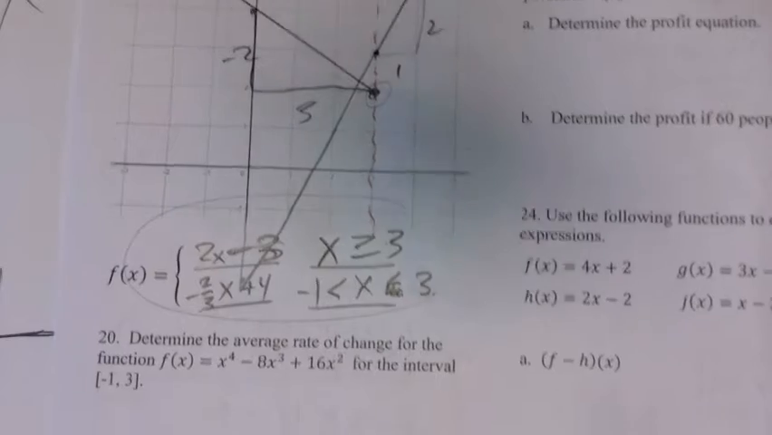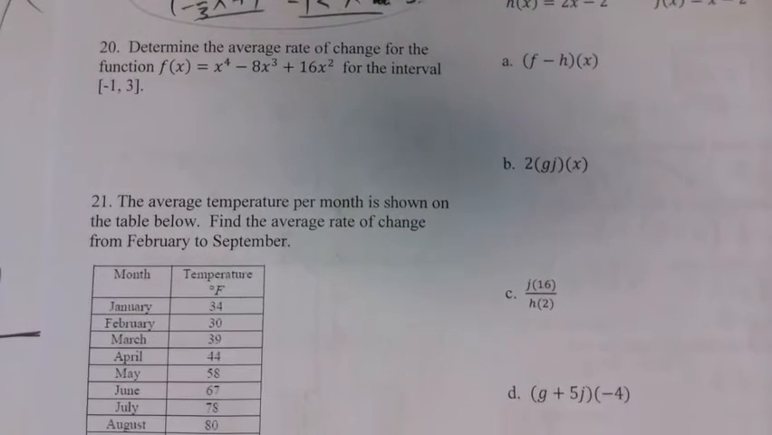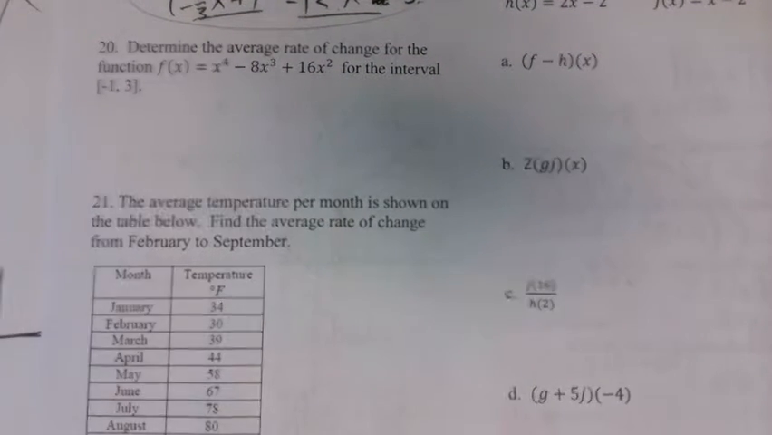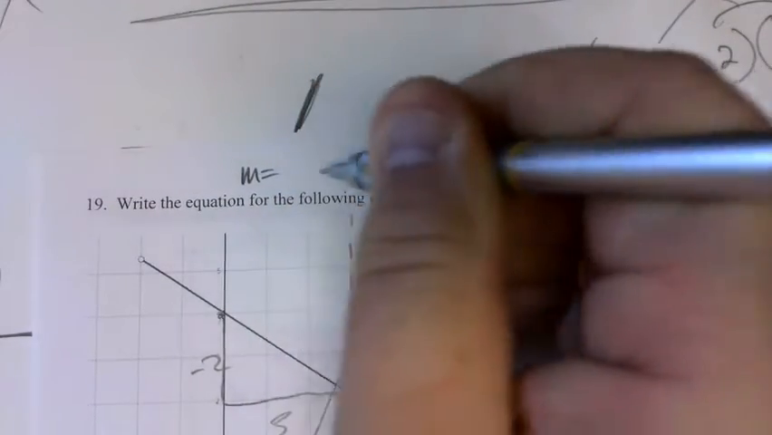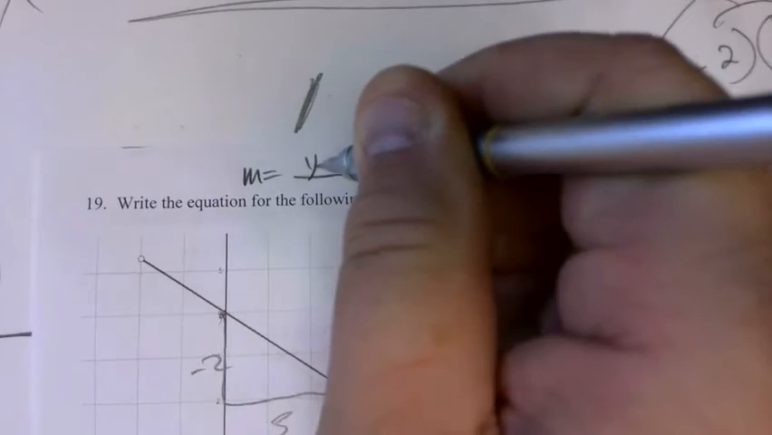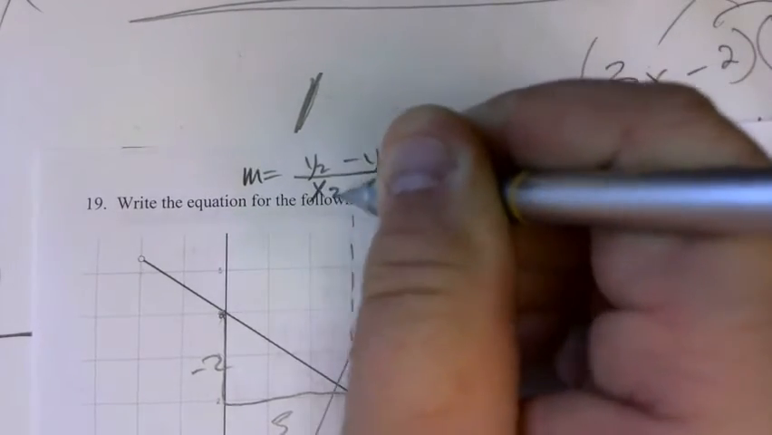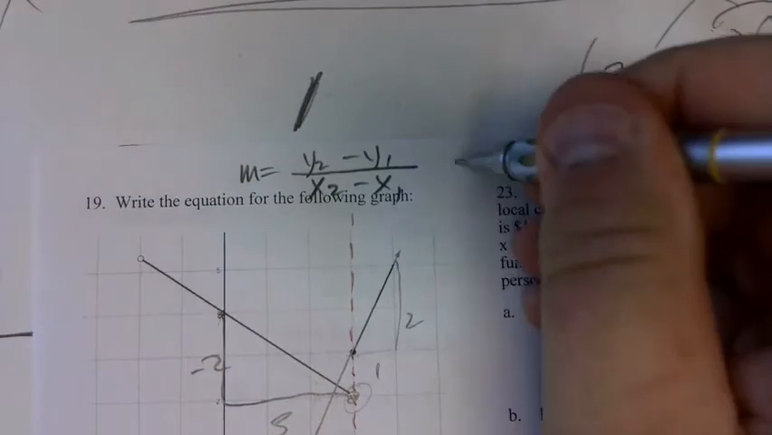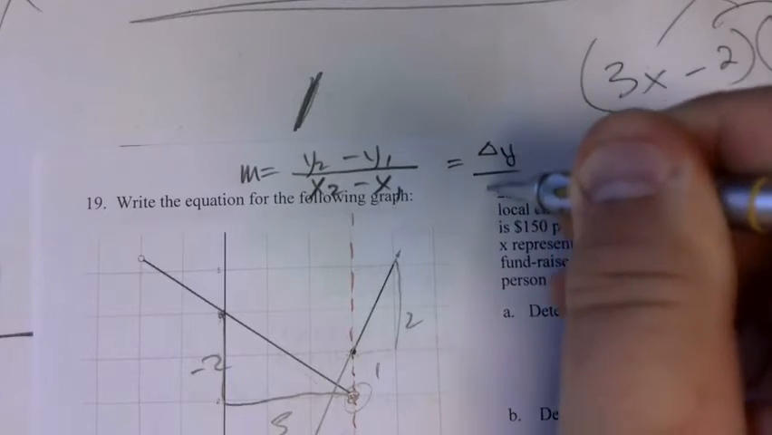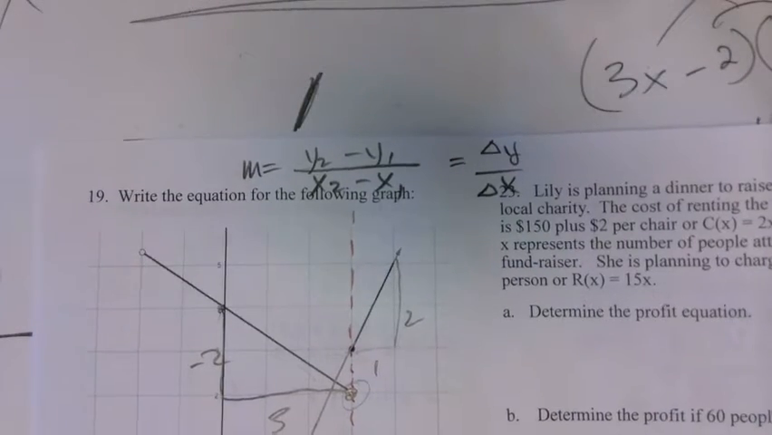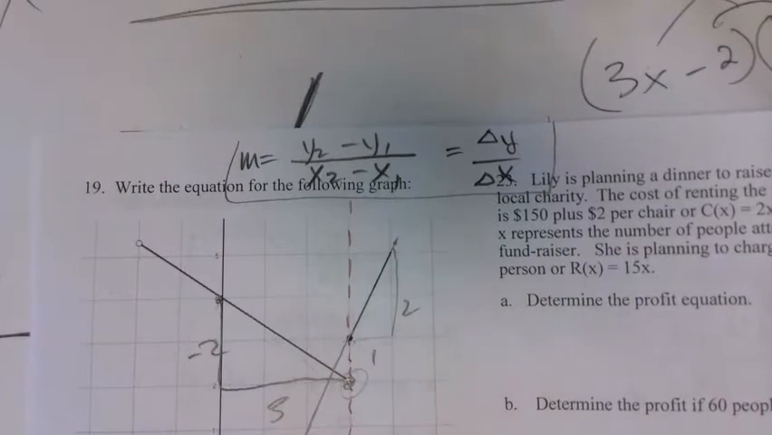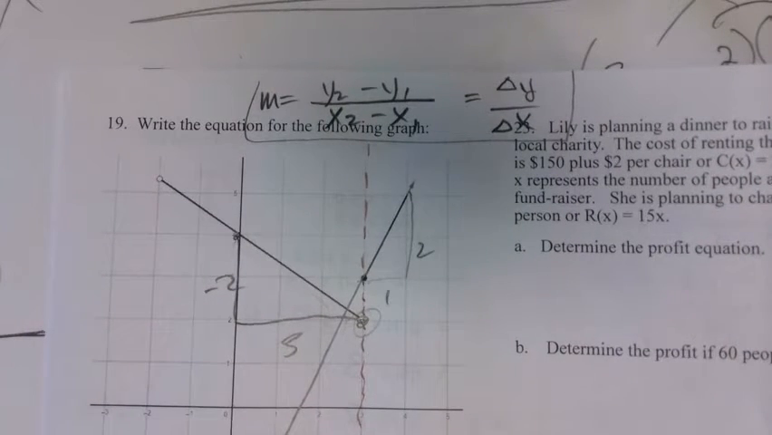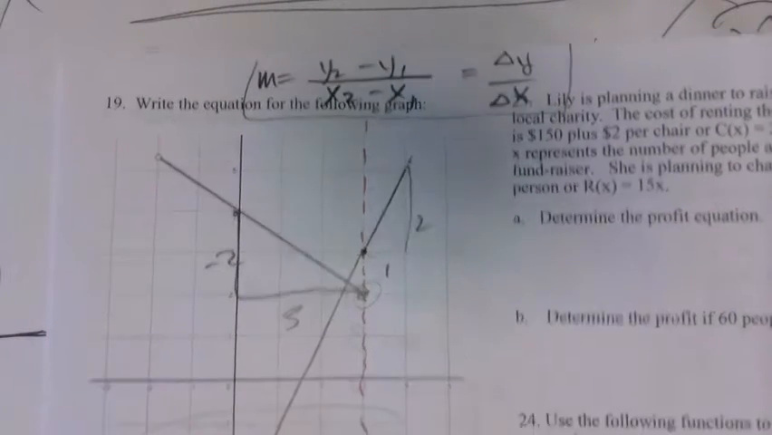Now, average rate of change. Guys, every time you do the average rate of change, you're going to be using the slope formula. Let me write it up here. Slope equals y2 minus y1 over x2 minus x1, or it's the change in y's over the change in x's. All you really need to figure out is what are the y's and what are the x's. So every time you do average rate of change, you're going to have 2 points and you're going to find the slope between these 2 points.